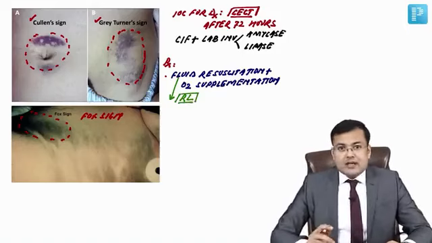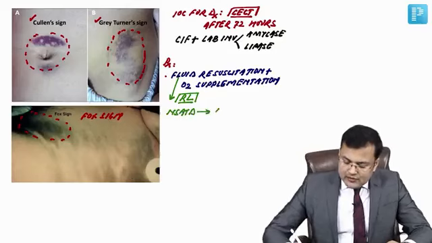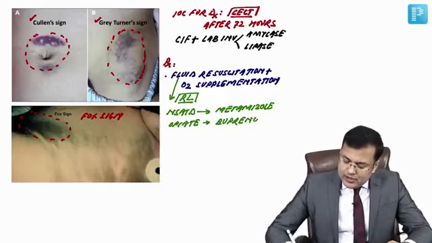For the pain, we are starting what? Analgesics. So what is the NSAID of choice? NSAID of choice, it is metamizole. And what is the opiate of choice? Opiate of choice, that is buprenorphine.